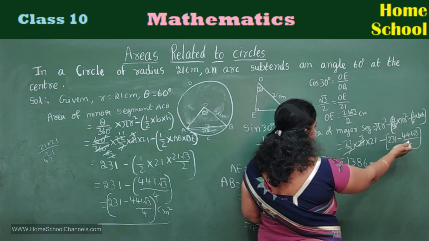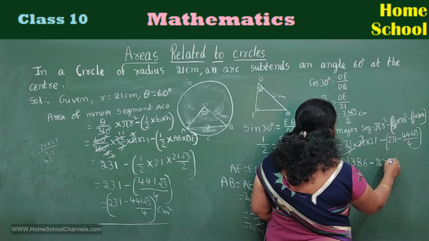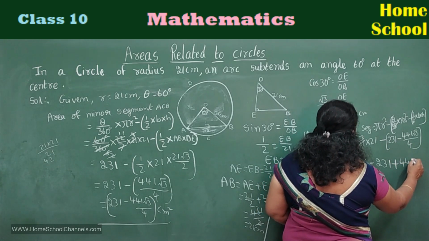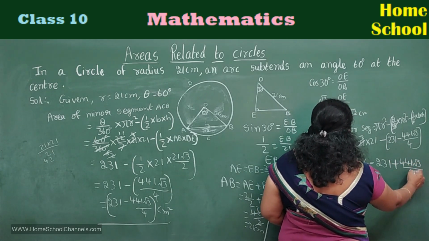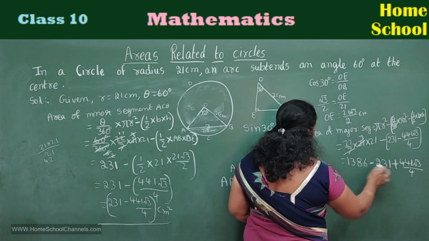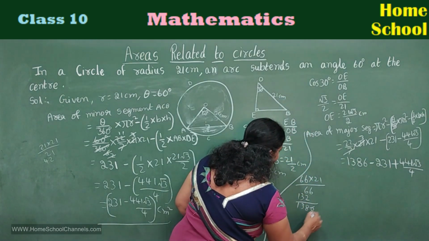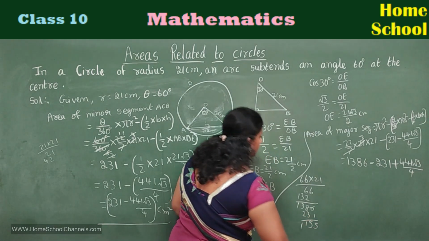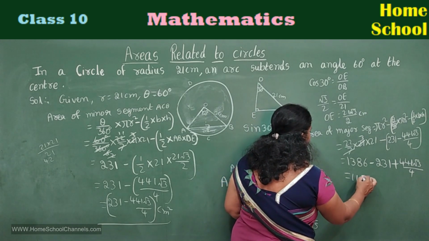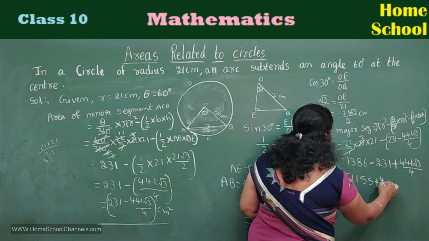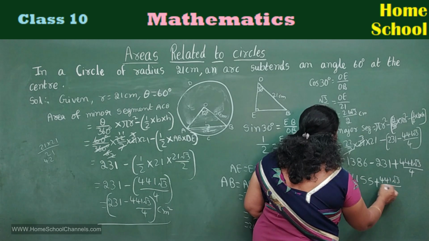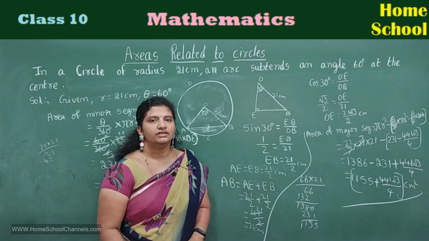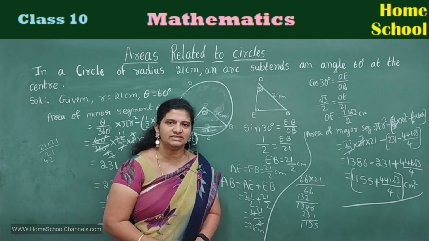1386 minus, remove this bracket, 231 plus, minus into minus, plus 441 root 3 by 4. If you want, you can subtract these two. That is 1386 minus 231. It will be 1155. 1155 plus 441 root 3 by 4. Up to here, you can end up your answer. This is about the area of major segment.